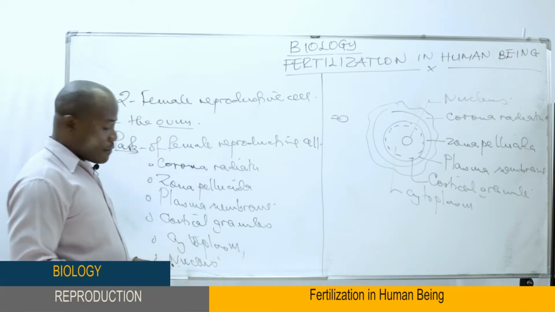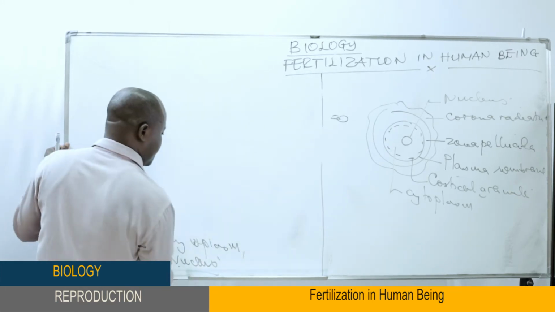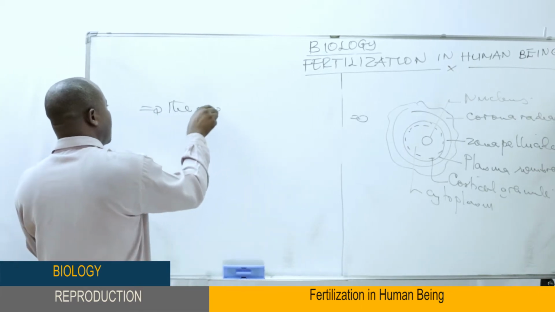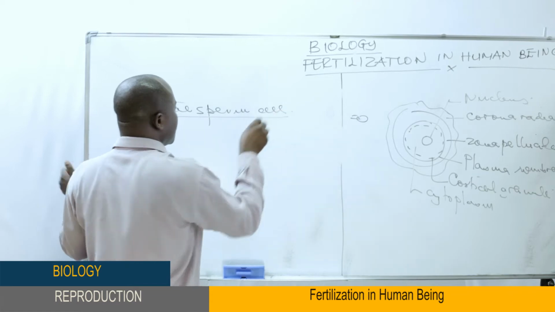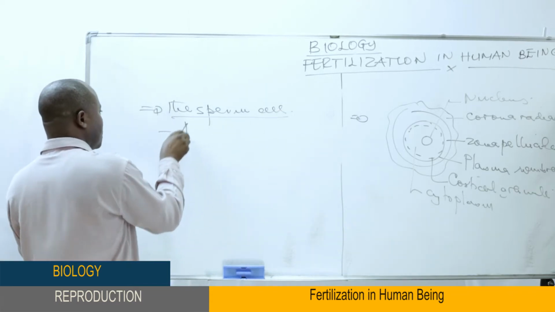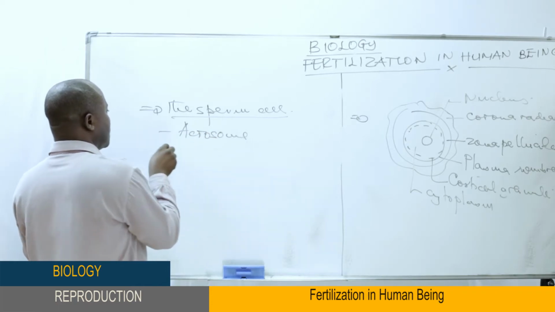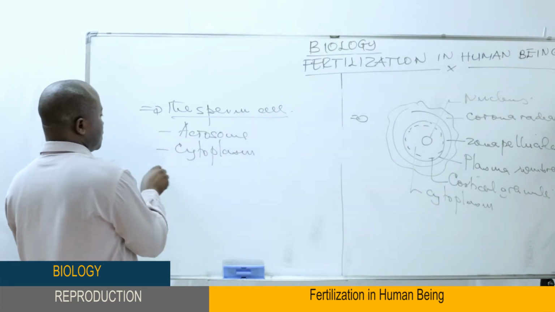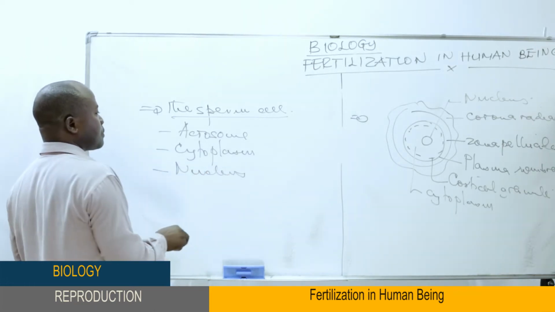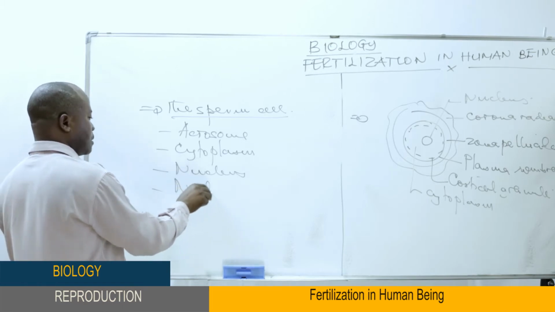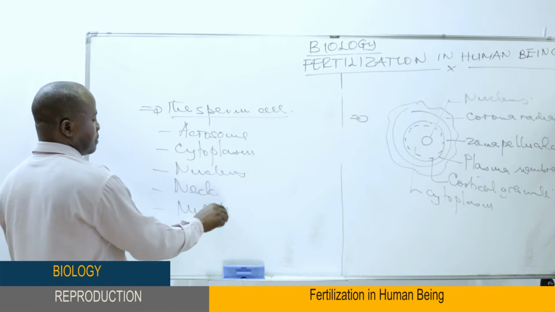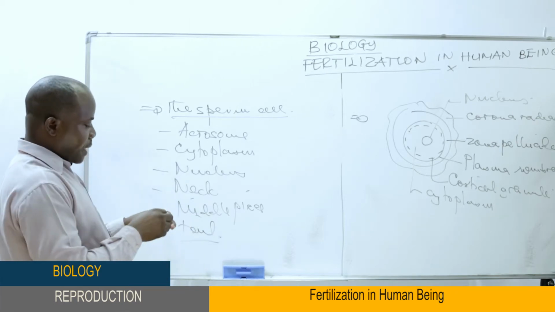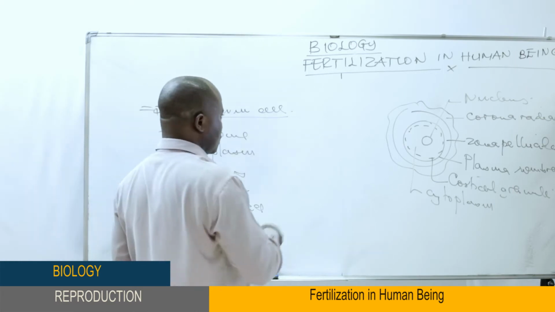But also, we have male reproductive cell. Male reproductive cell, the sperm. The sperm cell consists of acrosome. Consists of cytoplasm. The nucleus. But also the neck. Middle piece. These parts can be presented as follows.